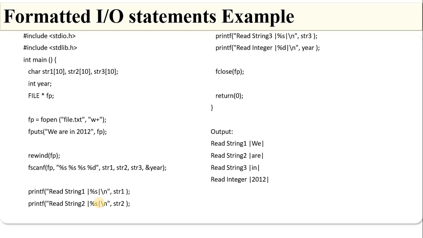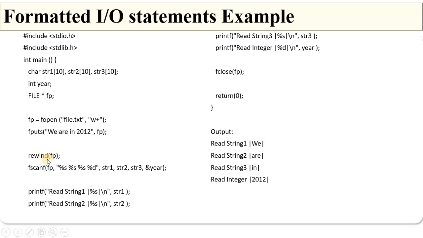Let's see a few examples. In this example, we are majorly going to see fscanf. In this main method, we have declared 3 string arrays. Here, fp is the file pointer, we are using it here. We are trying to open file.txt in the write mode, and then we are putting into the file "we are in 2012".